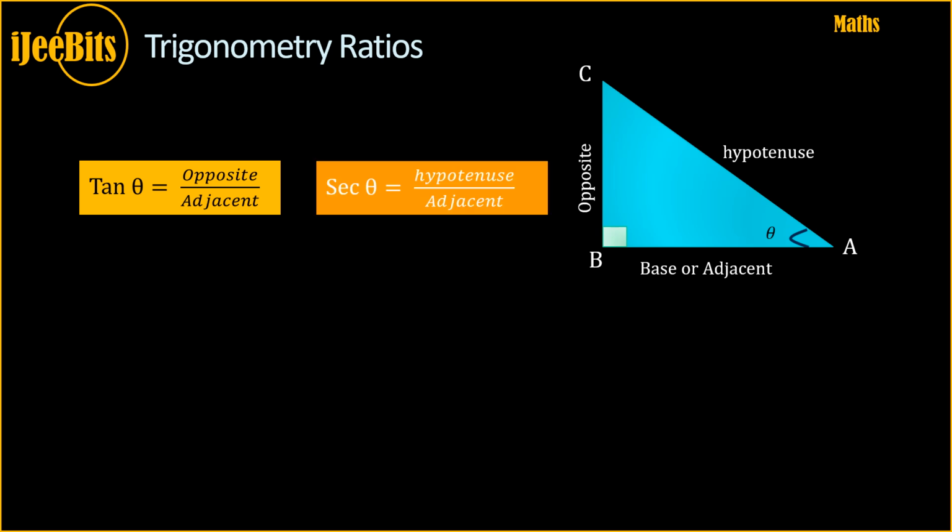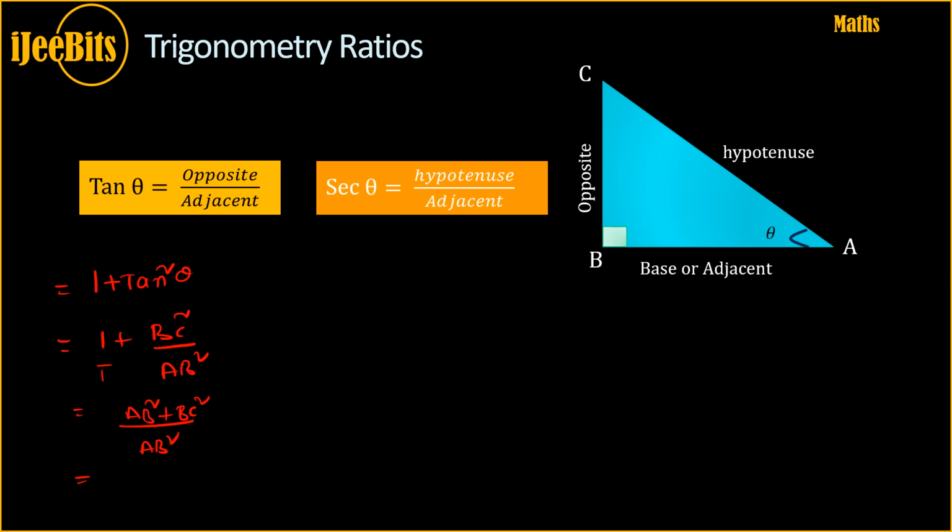Here also we have a relation between the tan theta and secant theta. So 1 plus tan square theta. Let's calculate this value. 1 plus, what is tan? Opposite. Opposite means BC. So BC square divided by adjacent, AB square. So what is the LCM? AB square. So if you cross multiply, AB square plus BC square over AB square.